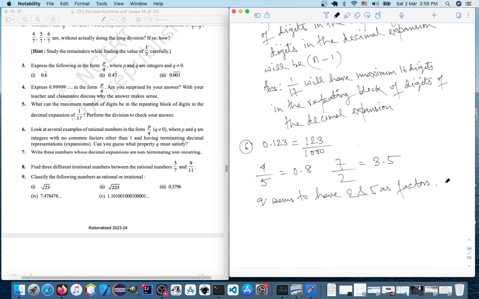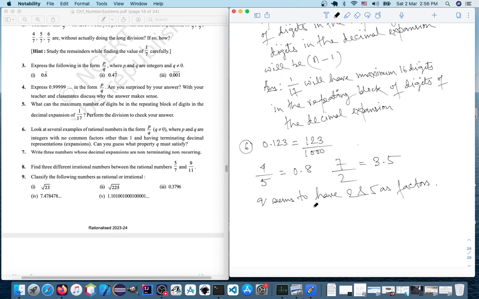So any rational number which has a terminating decimal expansion in the form P by Q, where P and Q are co-prime, for that Q, it must have 2 or 5 or both as a factor. What is the reason?